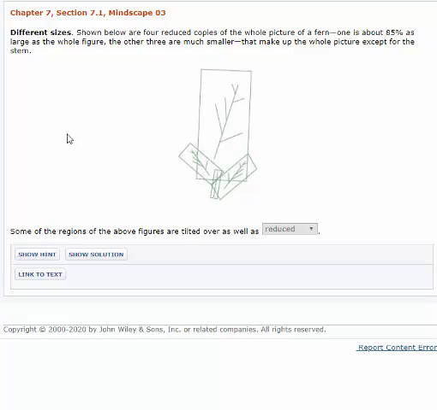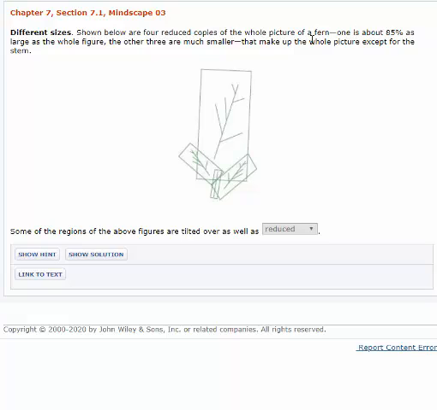All right, let's just do this last one. Shown below are 4 reduced copies of the whole picture of the fern. One is about 85% as large as the whole figure, so this large one here is roughly 85% of the whole picture. The other 3 are much smaller, obviously, and make up the whole picture except for the stem.